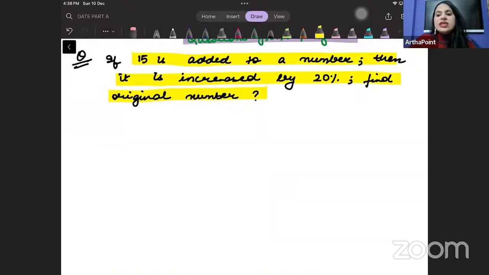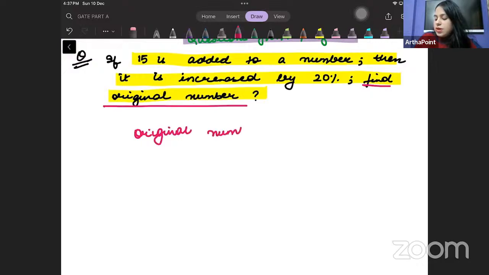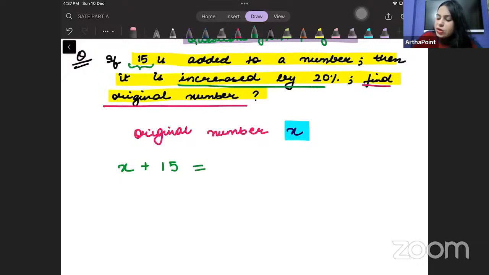If 15 is added to a number, एक number में हम 15 add कर रहे हैं. So हम हमेशा कैसे, it asks us find the original number. तो हम original number को x ले लेंगे. Let the original number be x. क्या लेंगे बेटा हम original number को? We will take the original number as x. अच्छा, now what it is saying? If 15 is added to the number, तो हमने उस number में 15 add कर दिया. We have added 15 to that number. Then it is increased by 20%.